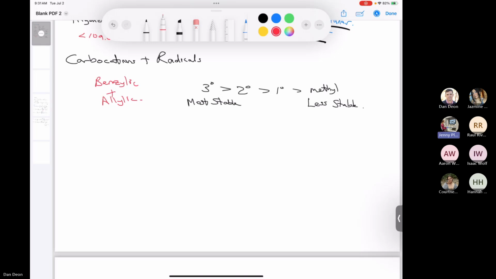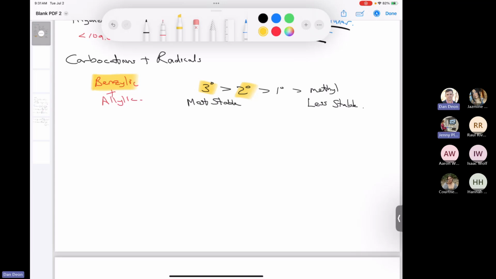Okay, would the secondary allylic be more stable than the tertiary then? No, right? Because then you would go back to this. So let's say you had something that's benzylic, and then you compare secondary benzylic versus tertiary benzylic. Well, the tertiary benzylic is going to be more stable, right? It's stabilized partially via hyperconjugation by having more alkyl groups around it.